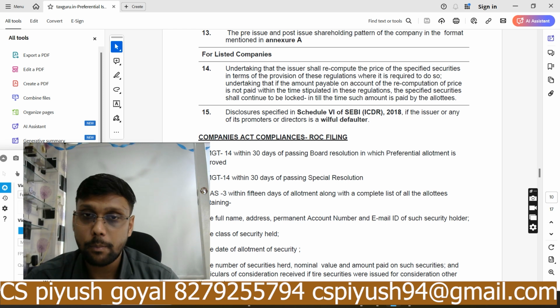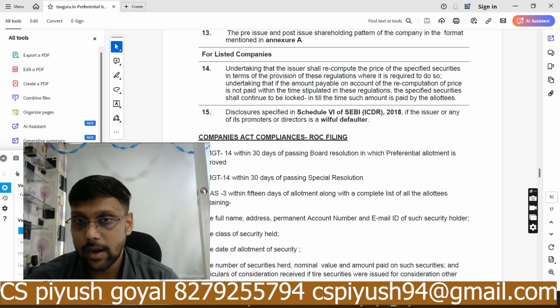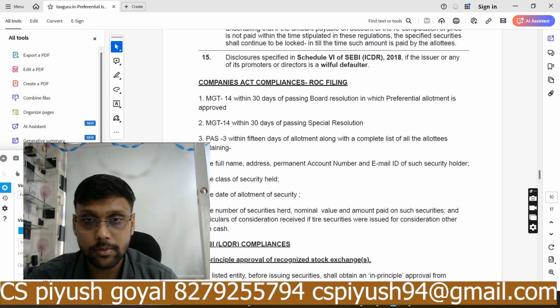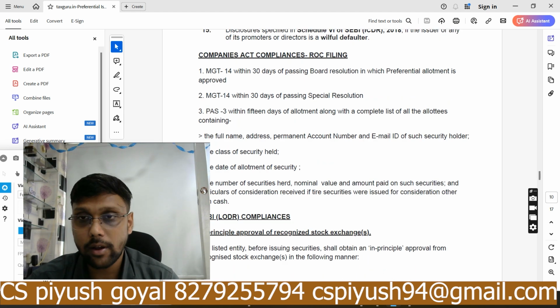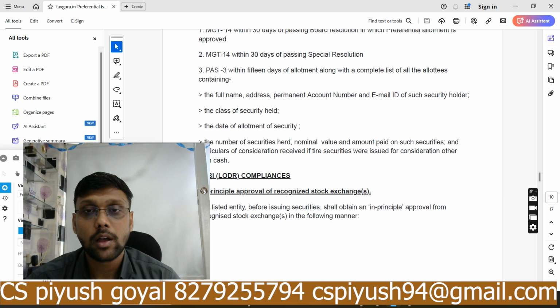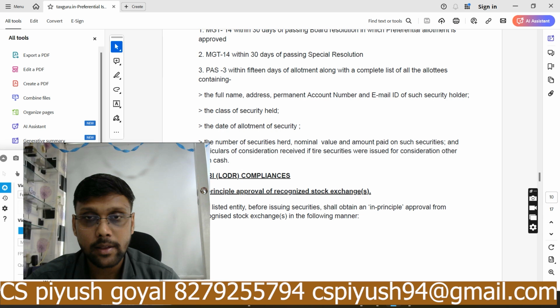After that, PAS 3 form will be filed within 15 days of allotment along with a complete list of all the allottees containing full name, address, permanent account number and email ID of such security holder, the class of security held, the date of allotment of security, the number of securities held, nominal value and amount paid on such securities. These are the procedural requirements, and I have also discussed the legal provisions for issuing the shares.